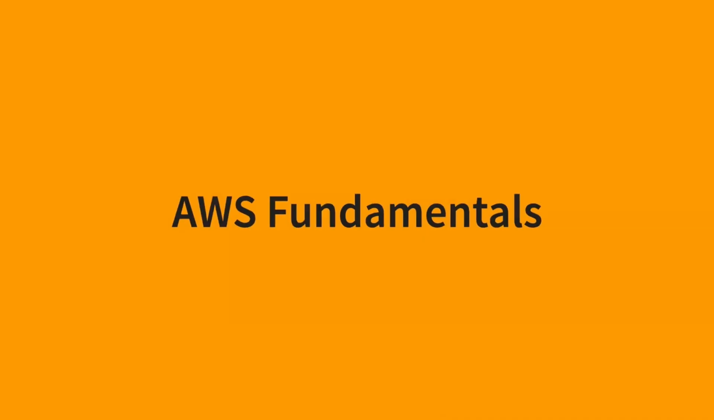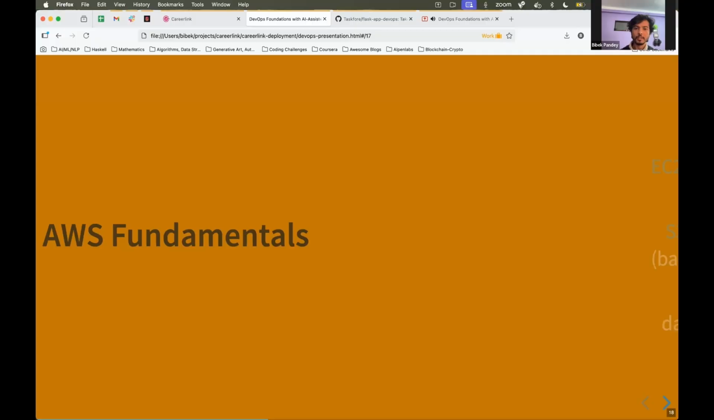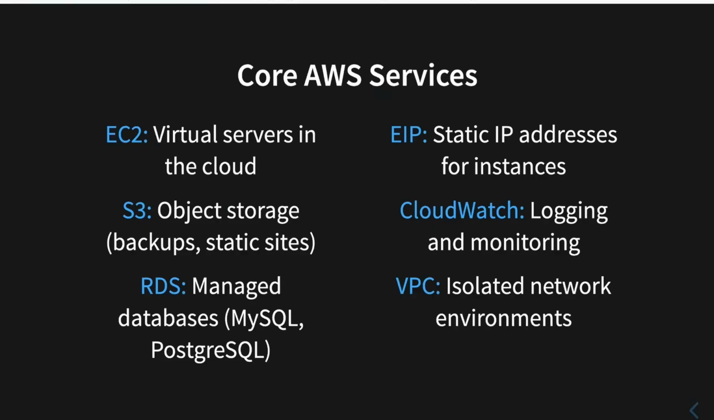Okay, let's get into AWS fundamentals now. So we all know AWS is Amazon Web Service. It's a cloud platform that provides various services for deploying our software. Here are the key services that AWS provides. The first one, and the most used one, is EC2. It stands for Elastic Compute Cloud, and it is basically virtual servers in the AWS Cloud.